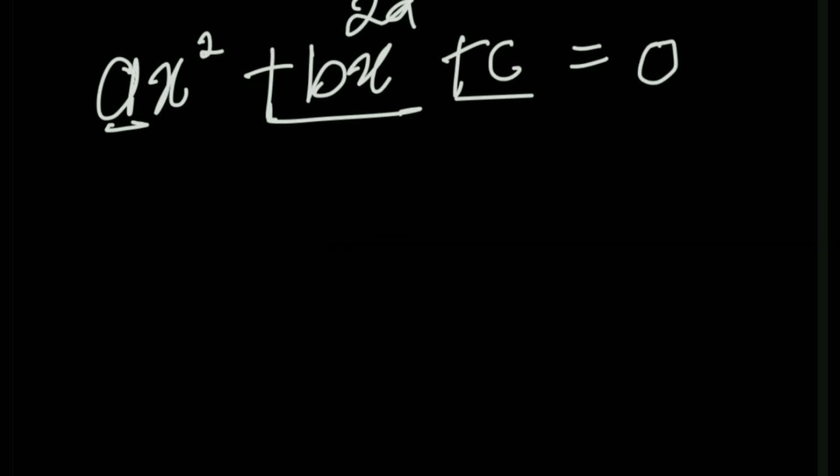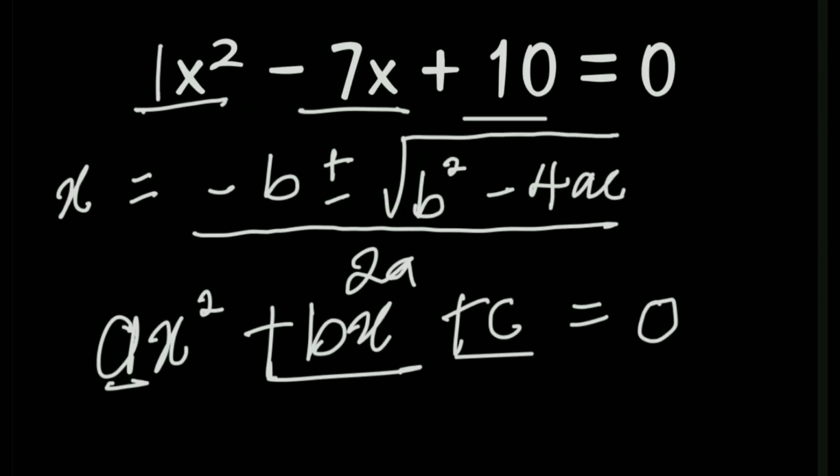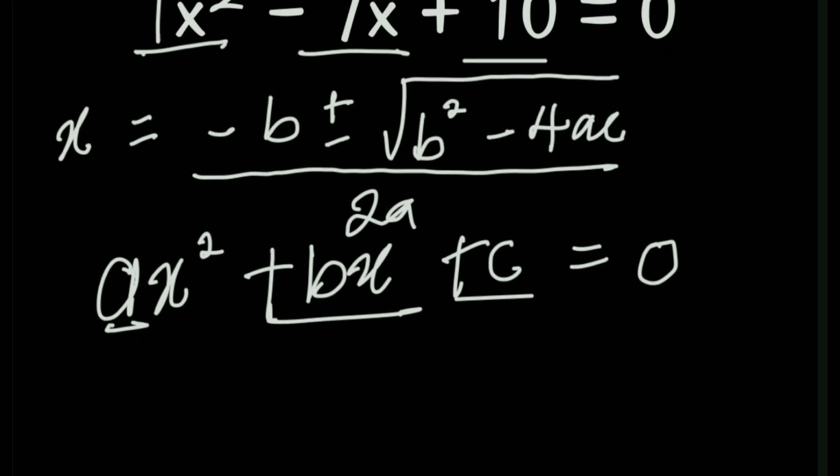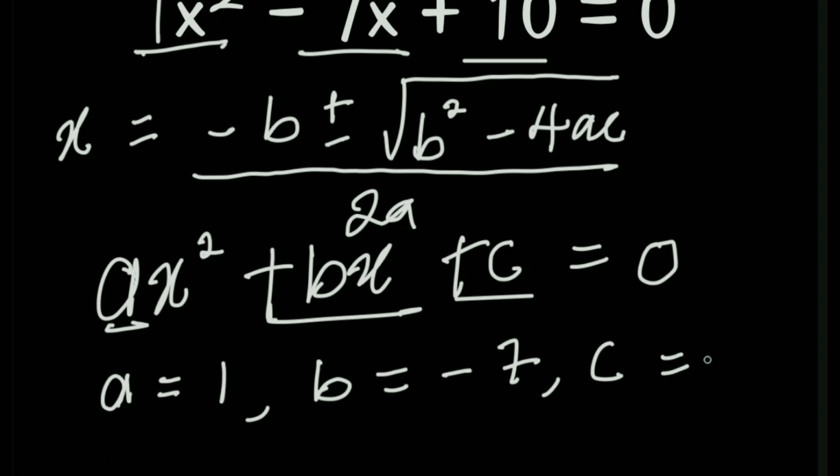Alright, let's move on. The problem we have here is x squared minus 7x plus 10 equals 0. So at this point we have the value of a equal to 1, the value of b is minus 7, and c is plus 10. So we're going to substitute this in the formula.